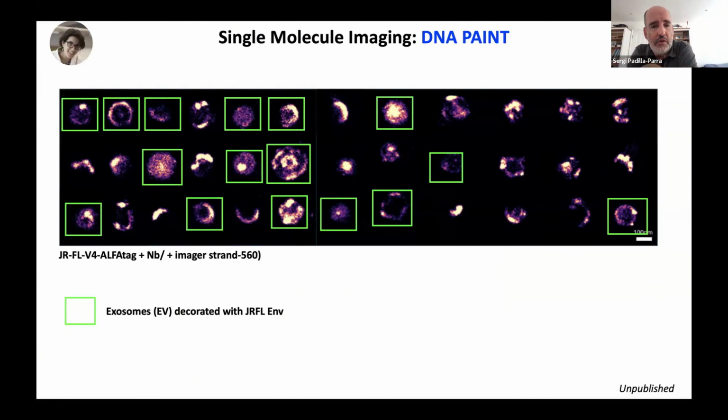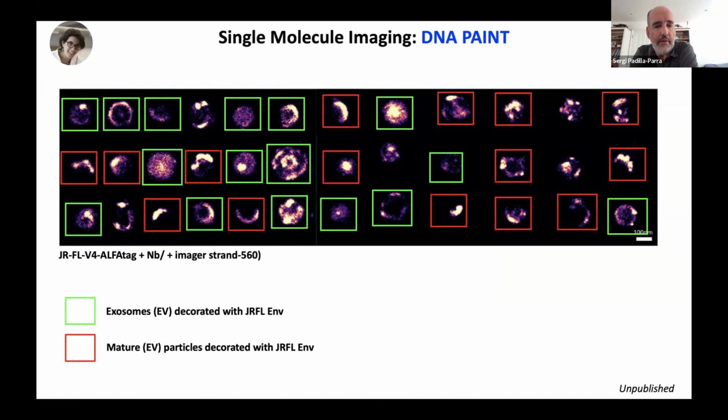And just see that most of these exosomes incorporate a lot of the envelope glycoprotein, and this is because there is no restriction. This process is not regulated, but the process where the GAG is present and the virus is produced is regulated, and therefore it presents fewer envelope glycoproteins.